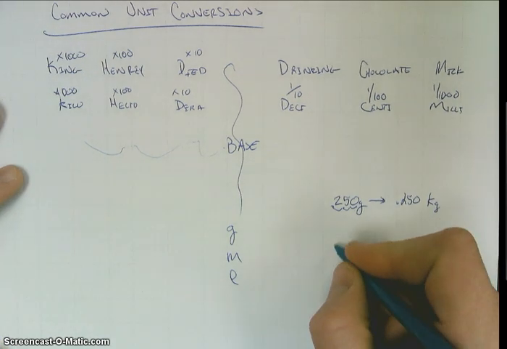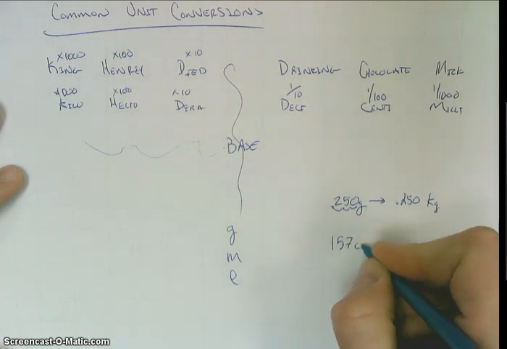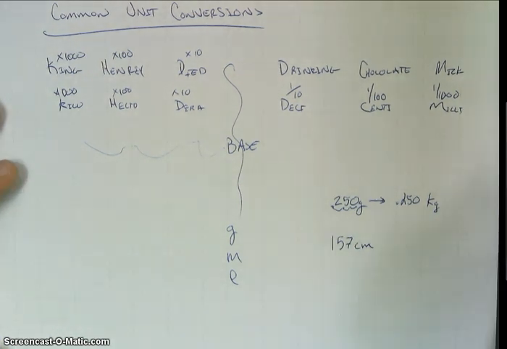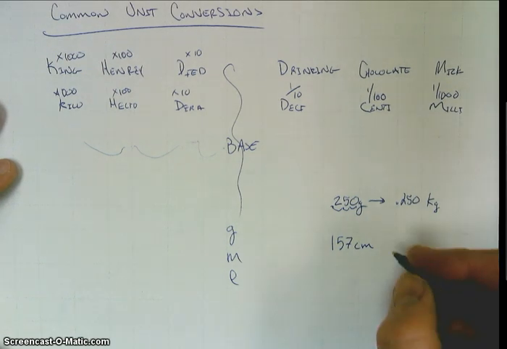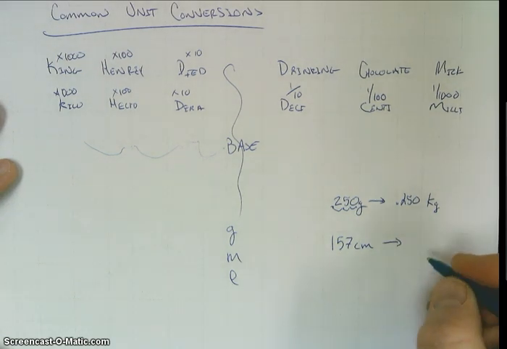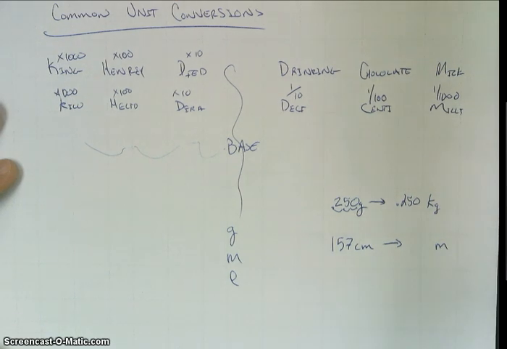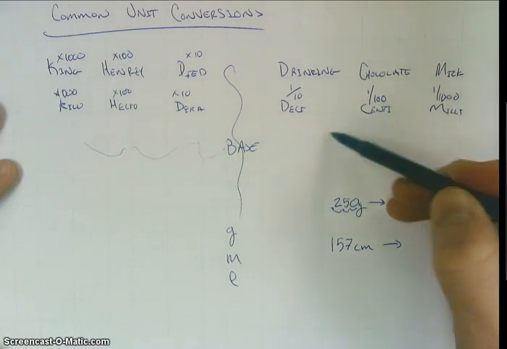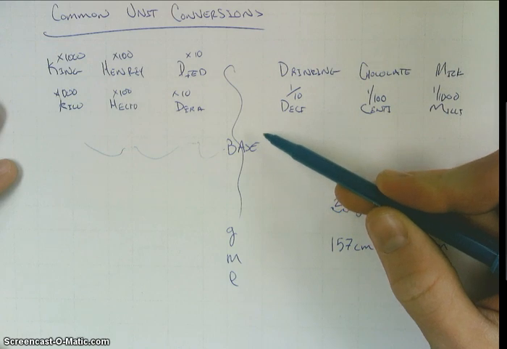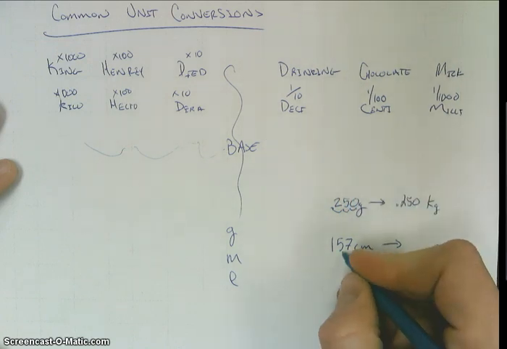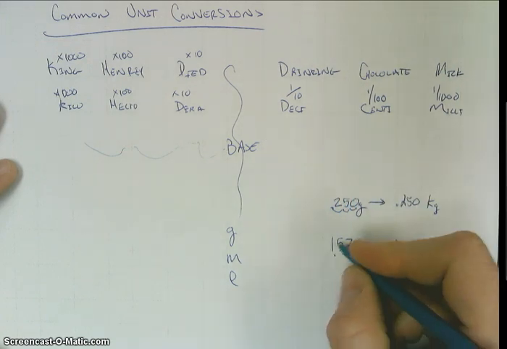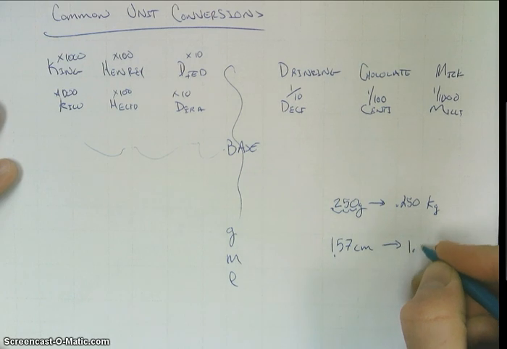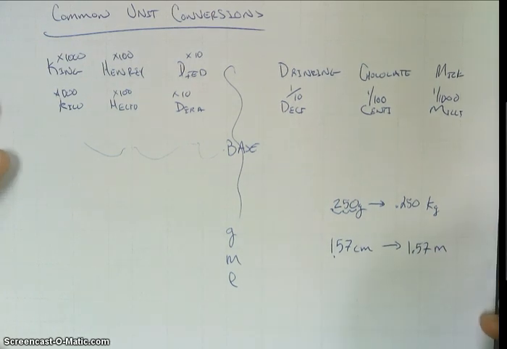If we do one where we move the other way, let's say I am in lab and I measure 157 centimeters. We don't typically use centimeters for distance. We need to get to meters. If I'm going to get to meters, I'm going to move from centi 2 spaces to the left. 2 spaces to the left. So 157 centimeters is 1.57 meters.